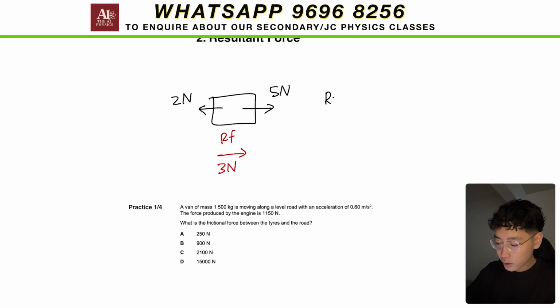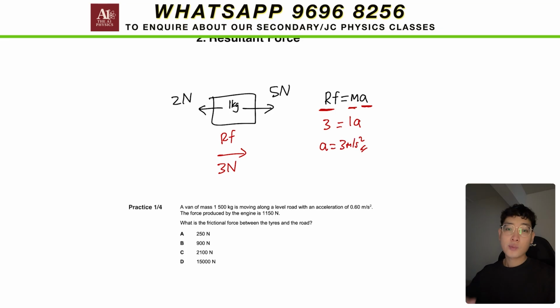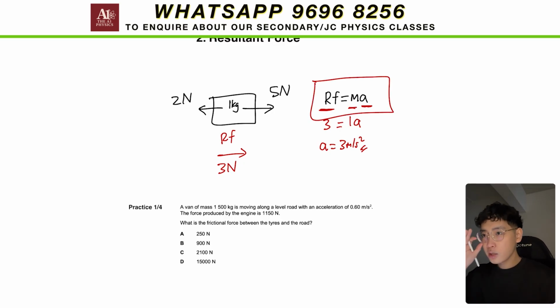So the formula that we know is resultant force equals mass times acceleration, right? So for example, in this diagram, if I say that the mass of the object is 1 kg, I can find the acceleration of the object by using 3 equals 1 times acceleration. Then the acceleration of the object is 3 meters per second squared, right? So this is going to be the main formula for this chapter, RF equals MA. I won't talk too much about this. Let's just do some practice first, and we're going to learn more concepts along the way.